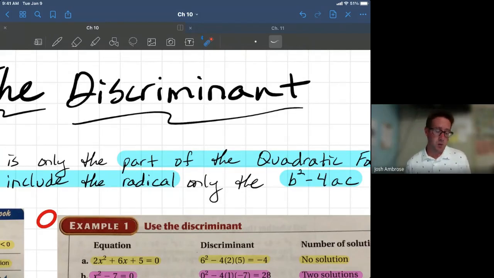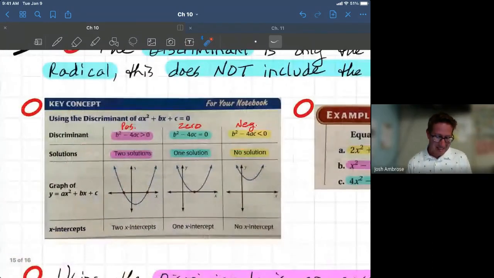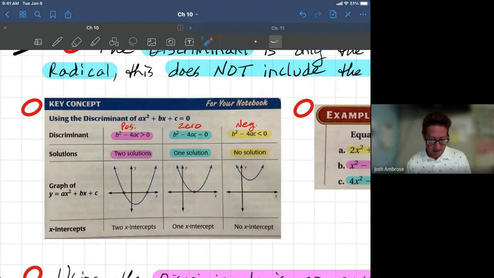The reason why is because this one piece can tell us if a graph has two solutions, one solution, or no solution. All right, I think you're going to like this section a lot better than the quadratic formula section. For starters, you're not having to do all of that work. You are only focusing on the discriminant.